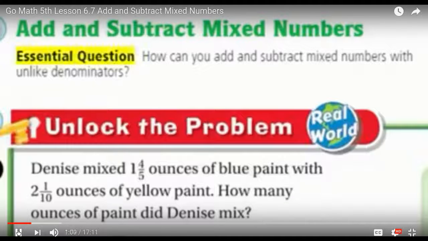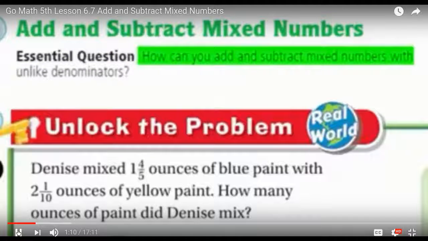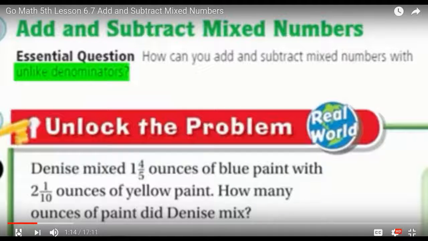And our essential question, which I like to always call the learning target, it's the words that we use in our classroom. Our target for our learning is how can you add and subtract mixed numbers with unlike denominators. That becomes a vocabulary word we use quite a bit. Unlike denominators, like denominators. Either they're the same or they're not, right?